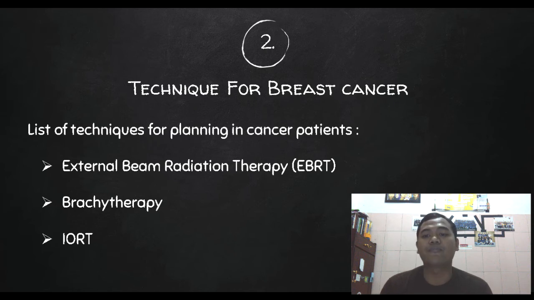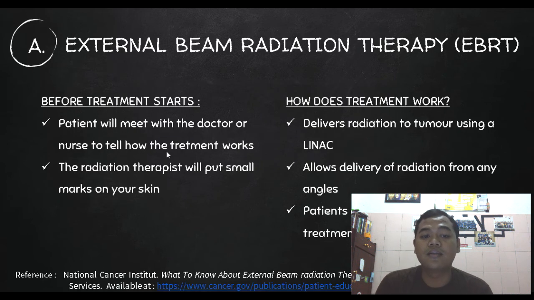In general, there are many treatment planning techniques for cancer patients, like ABRT, brachytherapy, IRT, chemotherapy, and others. We go to the ABRT. ABRT is a type of radiation therapy that directs a beam of radiation from outside the body toward cancer tissues inside the body.